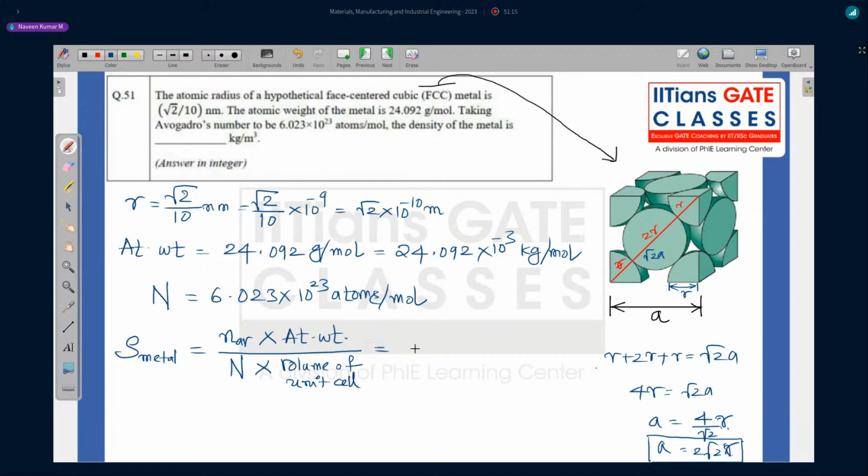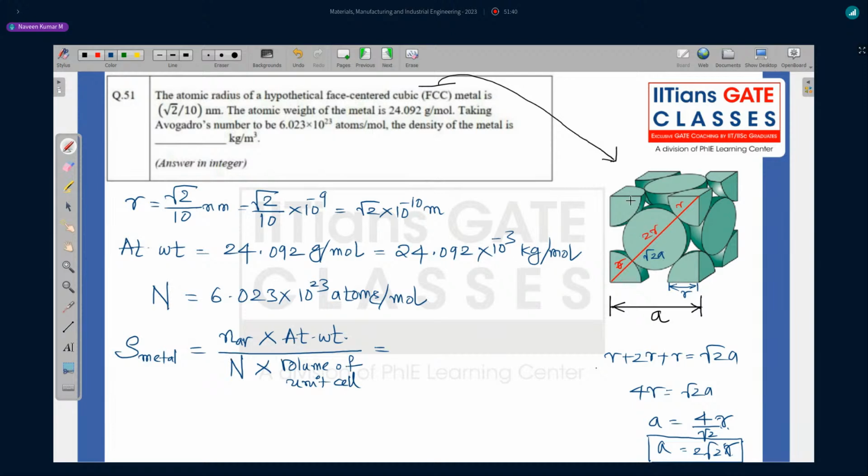Right? So this is the formula. Now we apply this formula. What is that? Average number of atoms. I told you in class also, you have to remember this basic stuff. Average number of atoms in BCC structure, in HCP structure, in FCC, and in simple cubic structures, right?